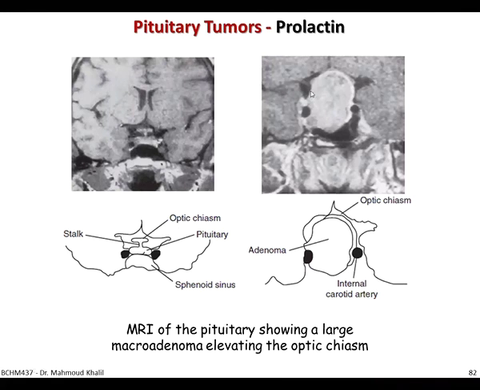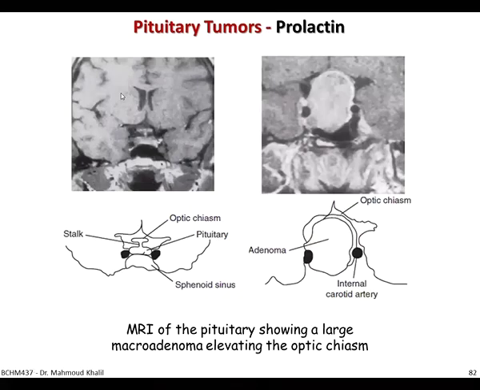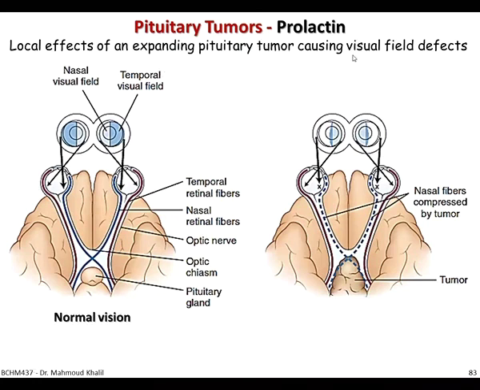So in this case, this adenoma, we call it macroadenoma, macro meaning big. And this will lead to elevating the optic chiasma. So the increase in size of the adenoma will push upward on the optic chiasma, and this will interrupt the visual signal from reaching the brain. Okay? So you can see here the effect of prolactin on vision.